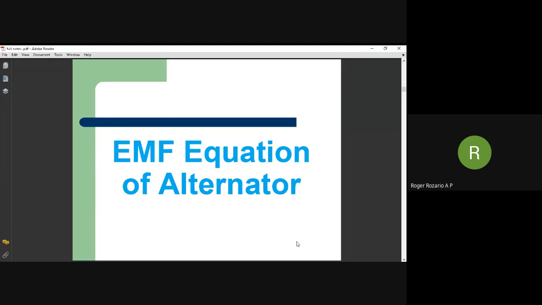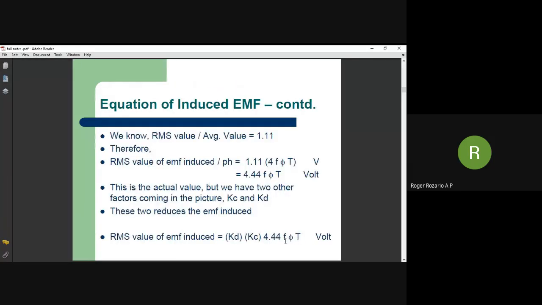So finally, we are going to incorporate these two terms in the EMF equation. This is the final EMF equation of the alternator: 4.44 phi f T Kp into Kd, or Kc into Kd. So this is the final induced EMF equation. Hope this is clear. Did you understand?